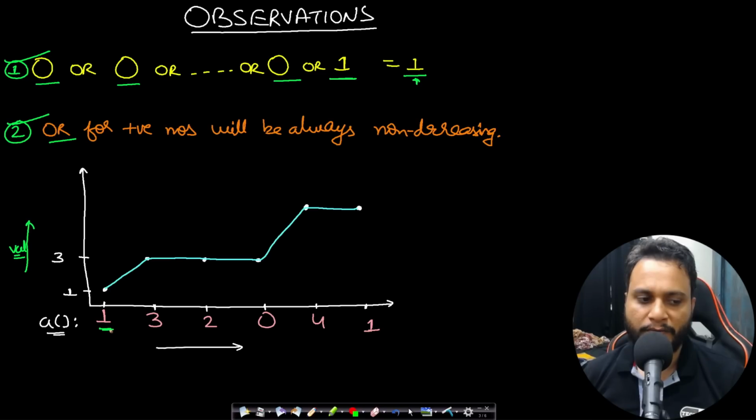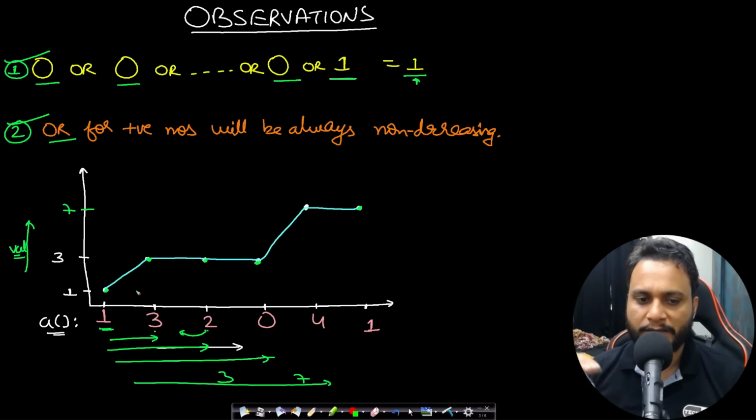The first value being 1, the OR value will be 1. If you take the second value ORed with the first value, 3 OR 1 is 3. If you take 2 and OR it with the previous OR value 3, 3 OR 2 will be 3. Then 3 OR 0 will be 3. Then if you take 3 ORed with 4, you will get 7. And if you take 7 ORed with 1, the value will still be 7, right? So you see this curve is non-decreasing.